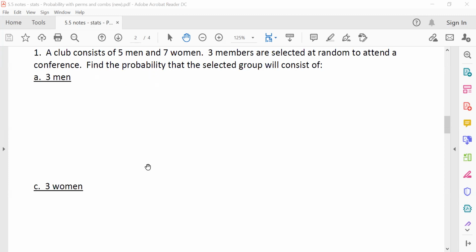So there you go. 3 members are selected at random to attend a conference. Find the probability that the selected group will consist of 3 men.